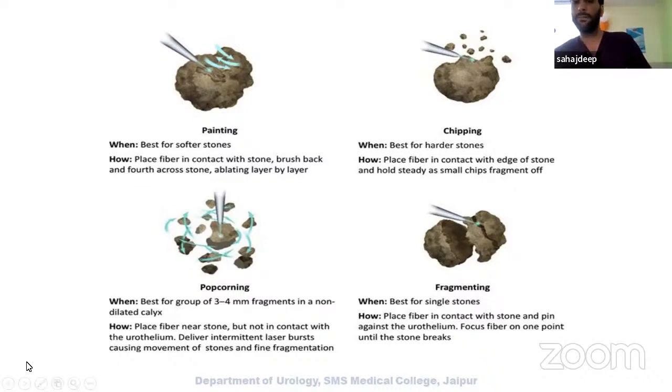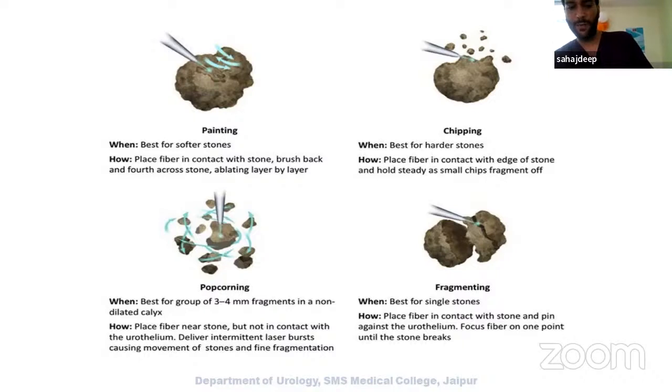And in chipping, when the stone is hard, it is difficult to achieve a fine dust by painting. So we hold the stone steadily and fire the laser at the edge of the stone to achieve a chip of the stone which is less than 1 mm. This process can continue again and again until small chips of approximately 1 mm are fragmented off from the stone, which can later be popcorned to fine dust.